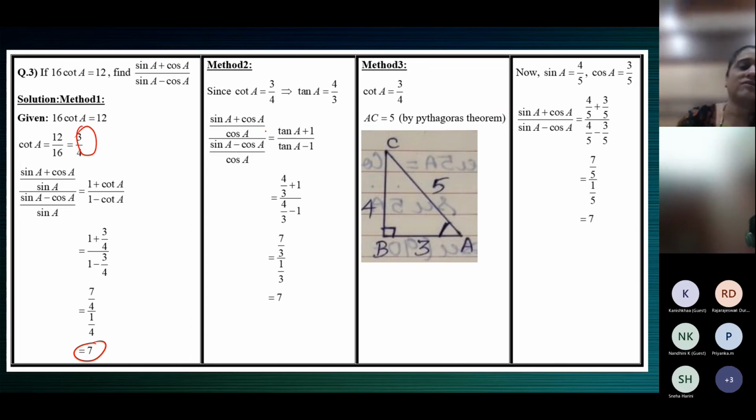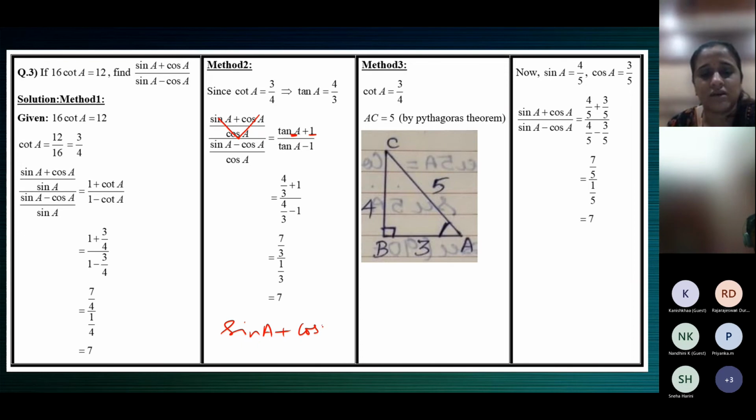So you can also divide the numerator and denominator by cos A. Here you divided by sin A, right? You can also divide by cos A. What do you get when you divide by cos A? Sin A by cos A is tan A. Cos A by cos A is 1. See, that's how you simplify.